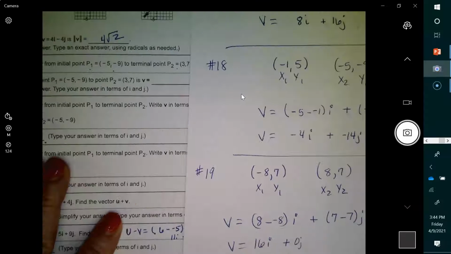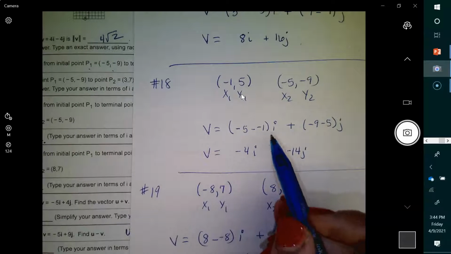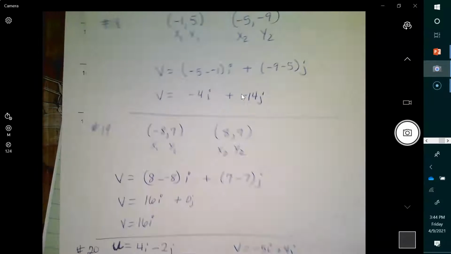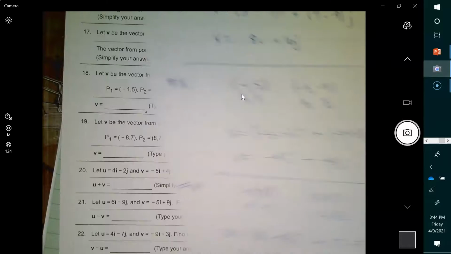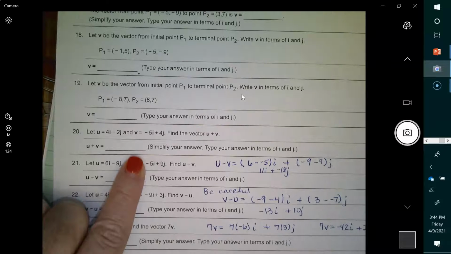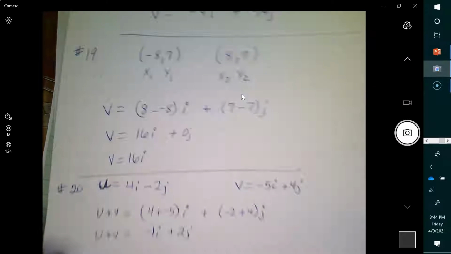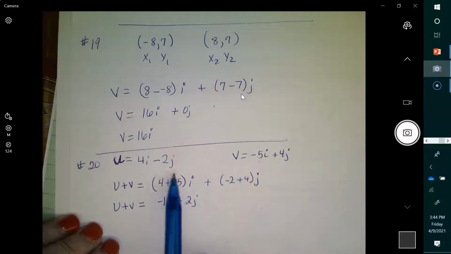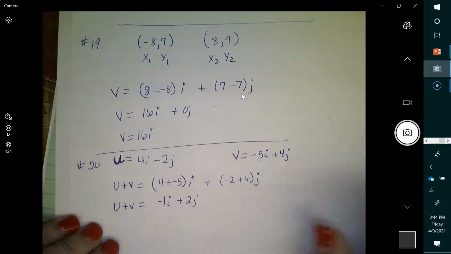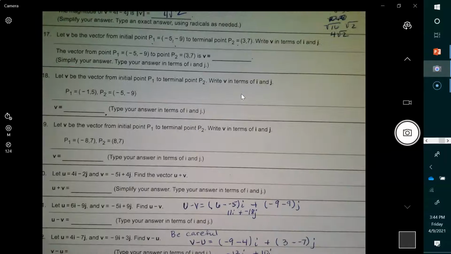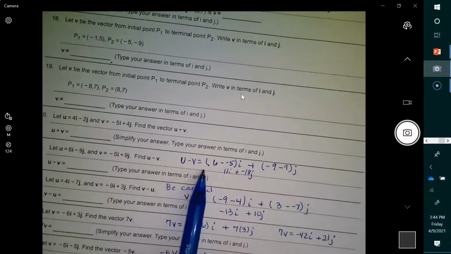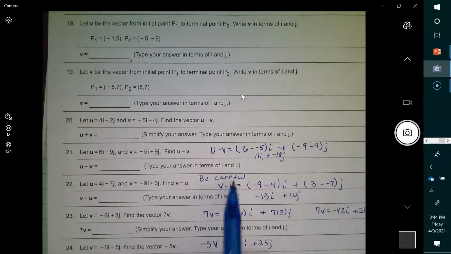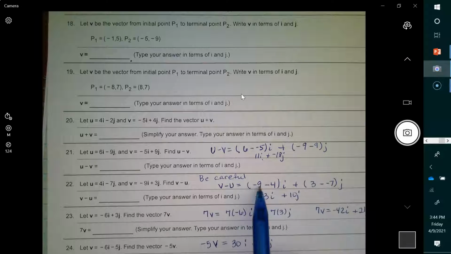Number 18 is the same type of problem. Here's where I've worked it out. Number 19 gives you these 2 points. I've worked this out. Number 20 gives you u and v, and they want you to add them together. To do that, you add the coefficients of i, and then you add the coefficients of j. Everything you do with vectors is pretty straightforward. 21, same type problem. 22, they're asking you to subtract, so please be careful when you plug that in.